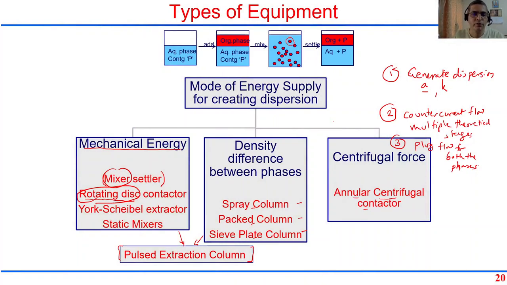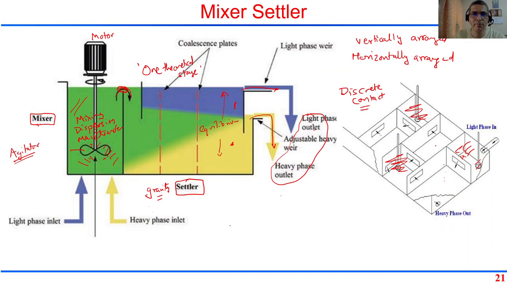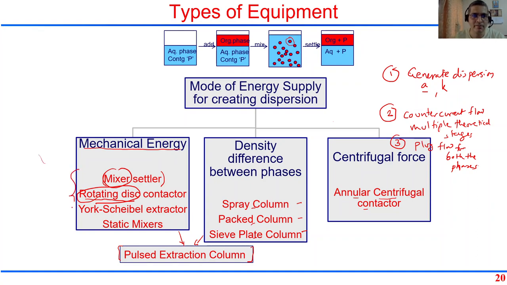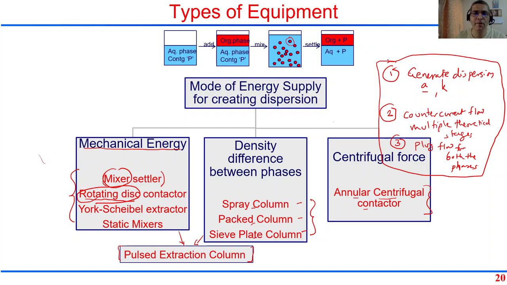What I want you to do now is think about the equipment that we saw: mixer settler, rotating disc, spray column, packed column, sieve plate column, annular centrifugal extractor. On the basis of these three criteria, make some kind of a decision tree or some kind of a selection of which one would be better than the other. These are not the only criteria, but these are the main three. On the basis of these three criteria, I want you to think about these different equipment.